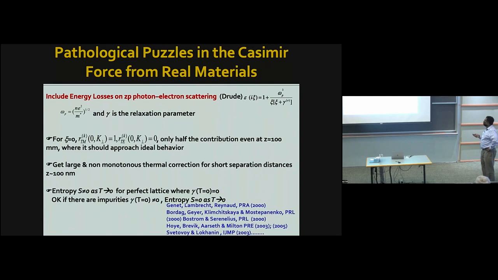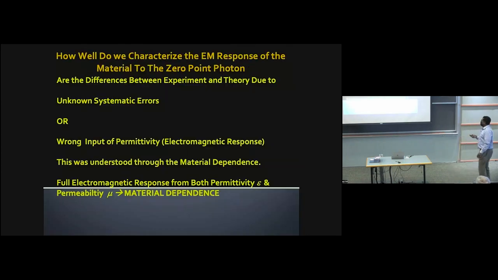Okay, so you don't have to just go large distances. And then there's entropy issues, which Galina alluded to already. So the key question is, how well do we characterize the electromagnetic response of the material to the zero-point photon scattering? Okay, and are there differences between experiment and theory, either due to unknown systematic errors?